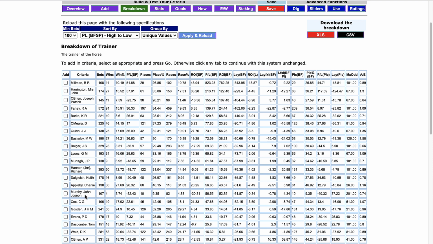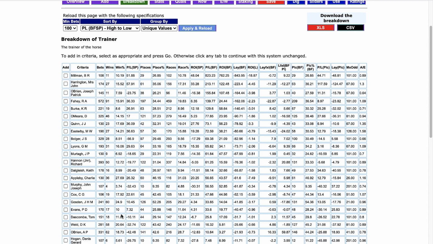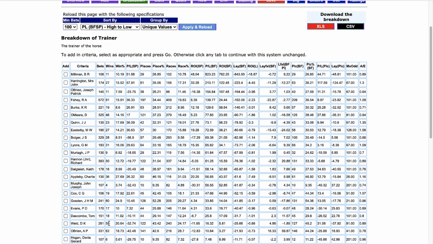And by the time we get down to Murphy here, he's only had 107. He's got a really low strike rate, so I'll probably ignore him. Cox and Gosden have got good strike rates, so I'll include those. Again, Evans and Dascombe, quite low strike rates. Dermot Weld and O'Brien I'll include because they've got really high strike rates. And I think I'll probably leave it at there. So that will give us 1, 2, 3, 4, 5, 6, 7, 8, 9, 10, 11, 12, 13, 14, 15, 16, 17 trainers to look at. So that should give us a good start.